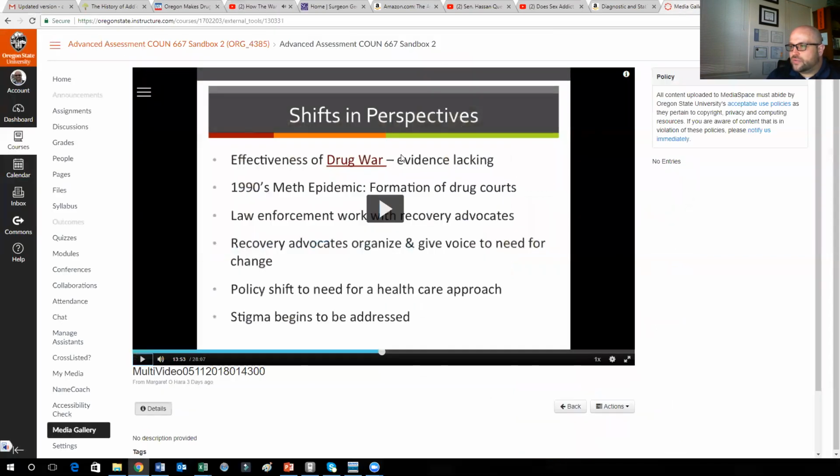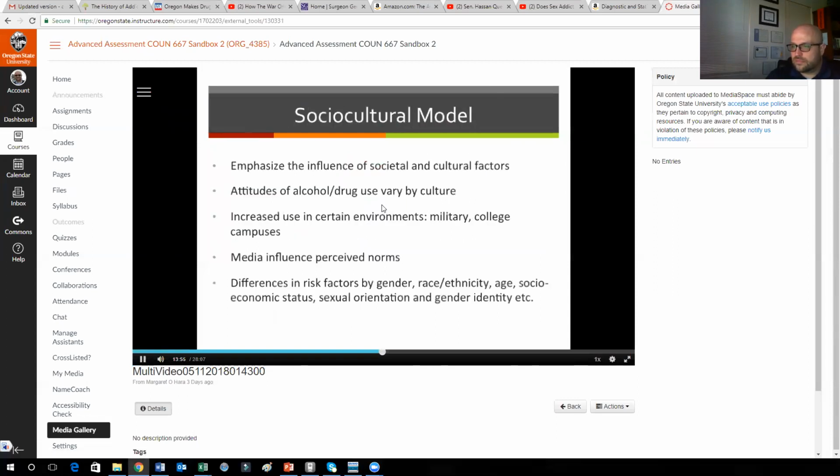So we'll go back to Margaret for a little bit more on this topic. The sociocultural model emphasizes the influence of societal and cultural factors and notes that attitudes of alcohol and drug use vary from culture to culture, that there is increased use in certain environments such as the military and college campuses, and that the media influence perceived norms.